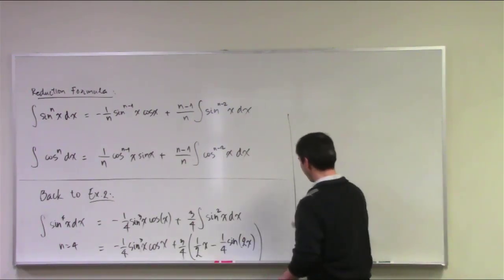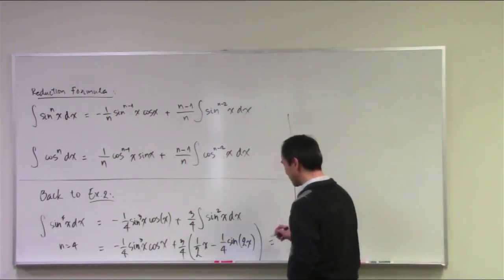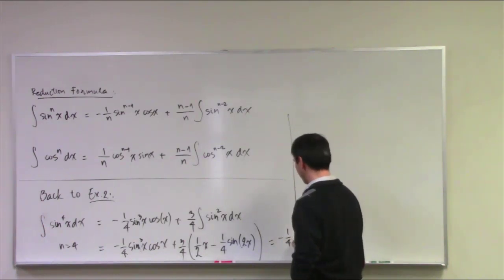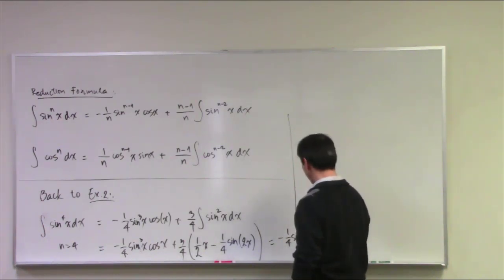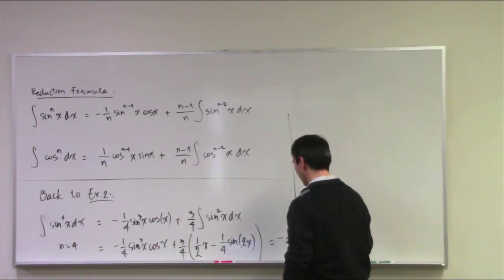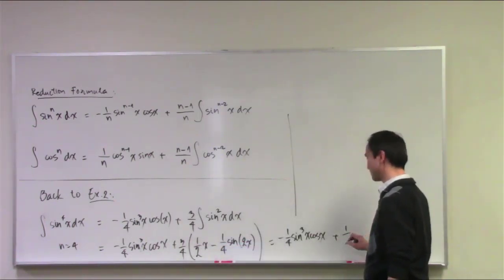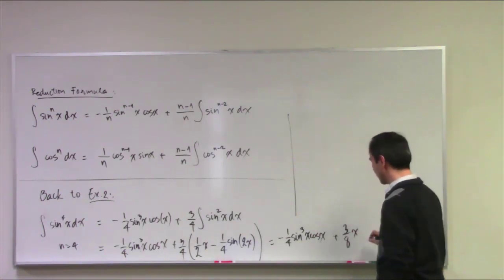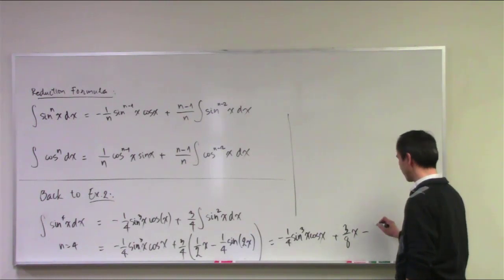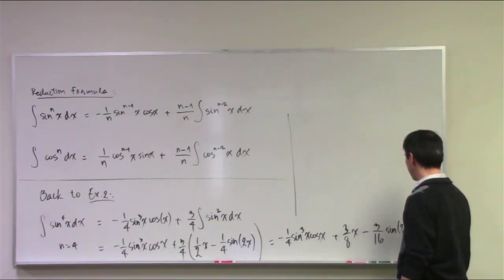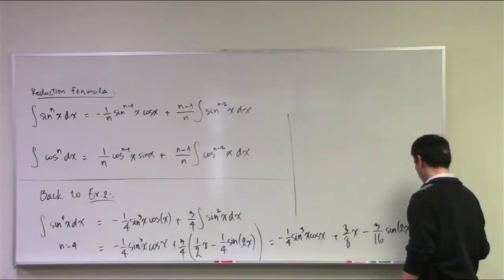So now we solved it. Negative 1/4 sine cubed of x, cosine of x plus, and we multiply 3/4 in, and that's making it 3/8 x minus 3/16 sine of 2x plus c.